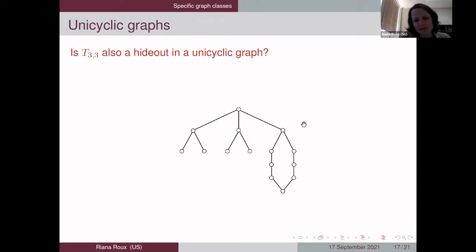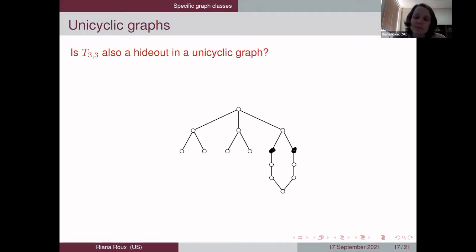Unfortunately, it's not. So this was also shown by Seeger. If we have a cycle that runs between two sister vertices, so that's two vertices with the same parent, and the cycle is large enough, at least of cardinality 7, then the robber can't hide in T33. We have enough extra information to catch the robber with a single cop.